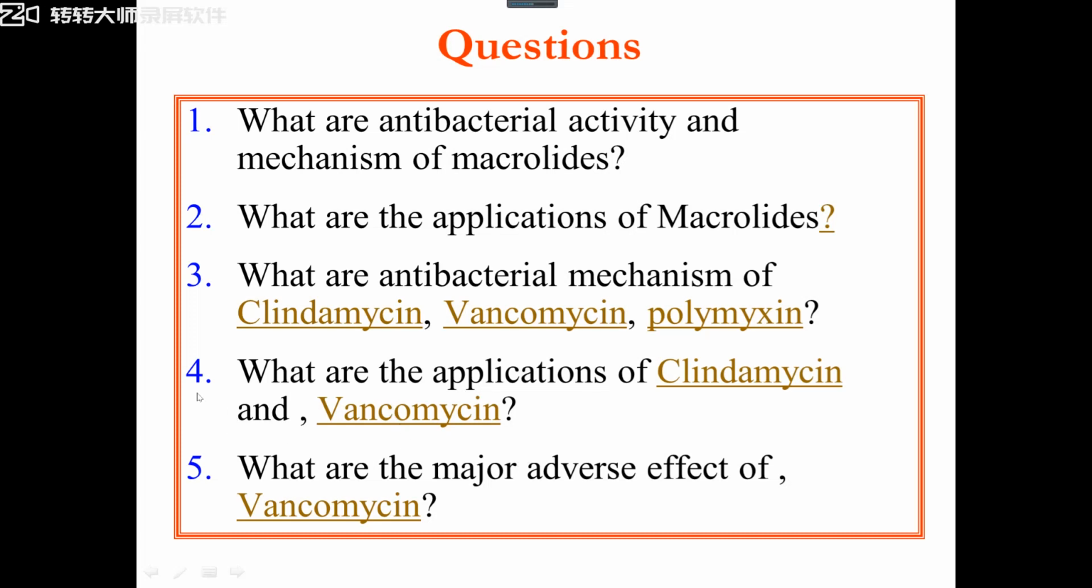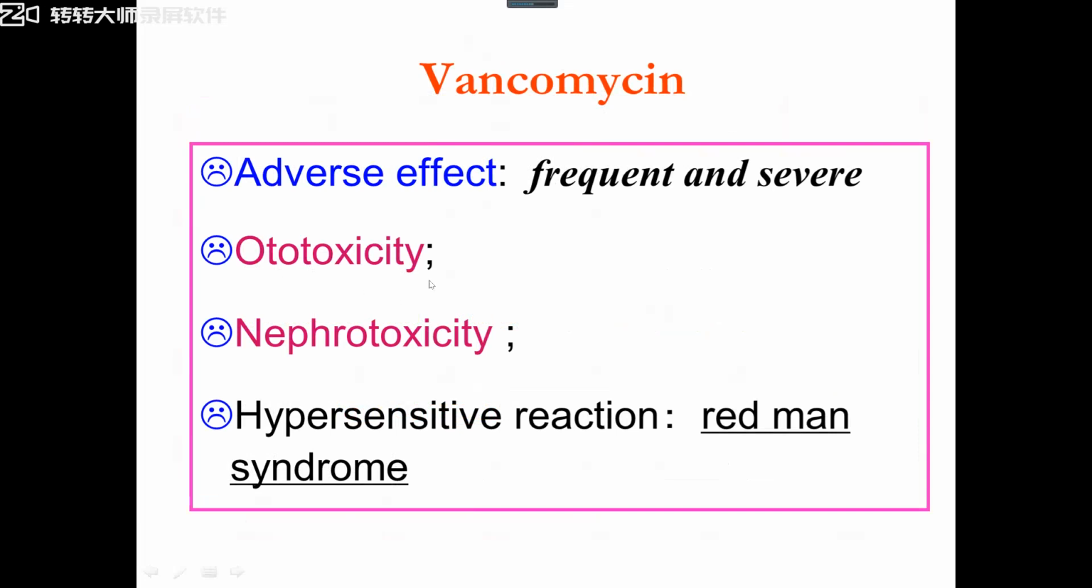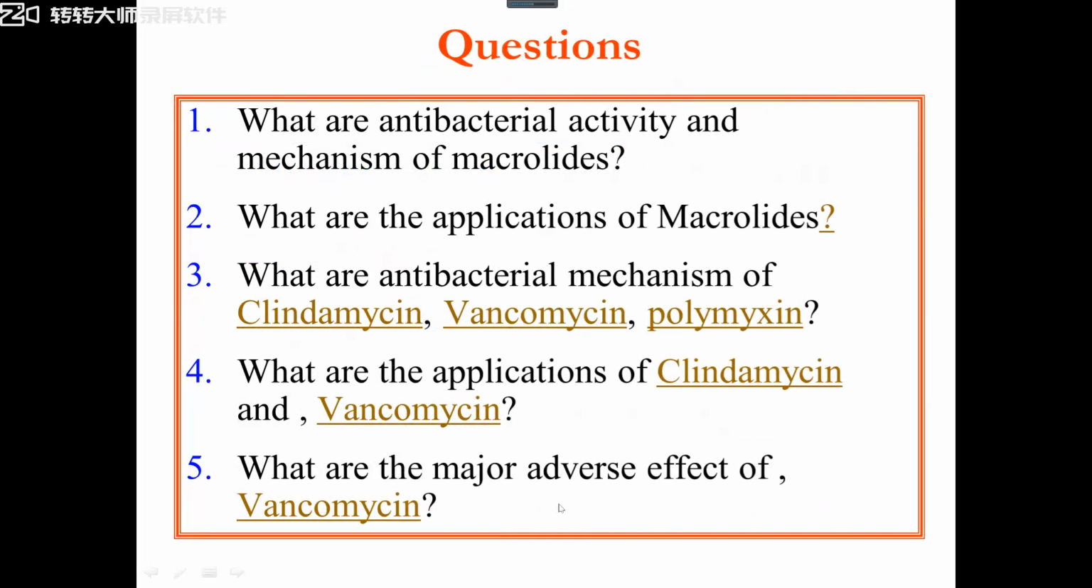Number 4. What are the applications of clindamycin? Do you remember, as we just confirmed? Osteomyelitis as the first choice. Vancomycin, superinfection. What are the major adverse reactions of vancomycin? Oh, ototoxicity. Very serious, frequent ototoxicity and nephrotoxicity. Okay, this class is over. See you next time.